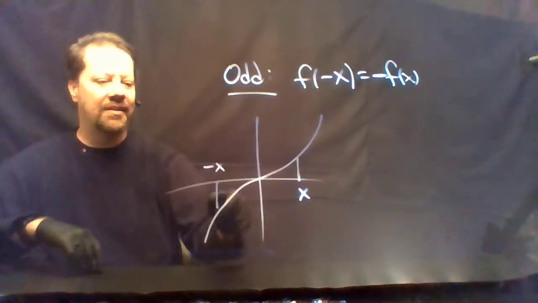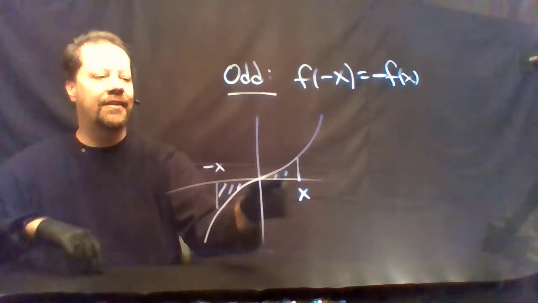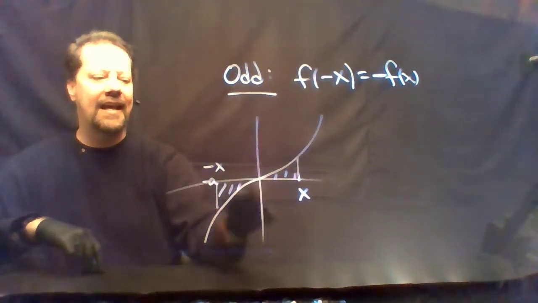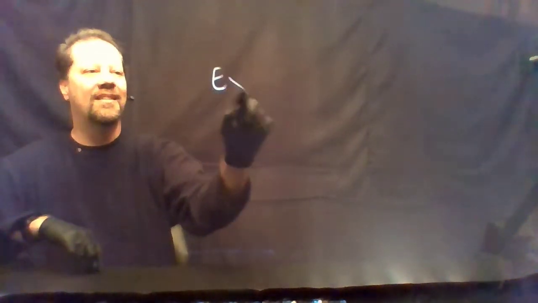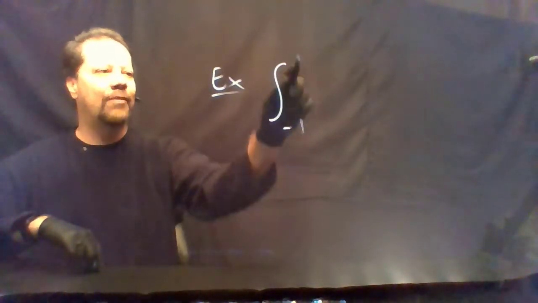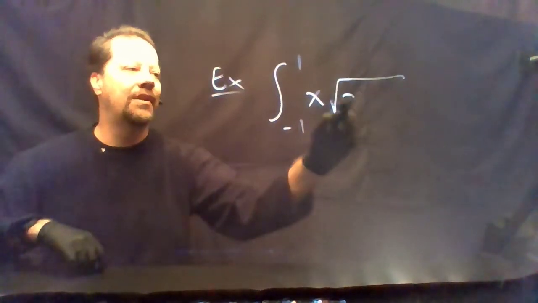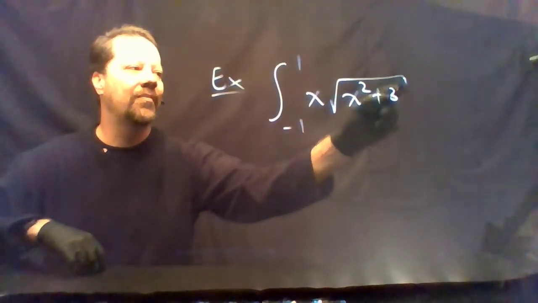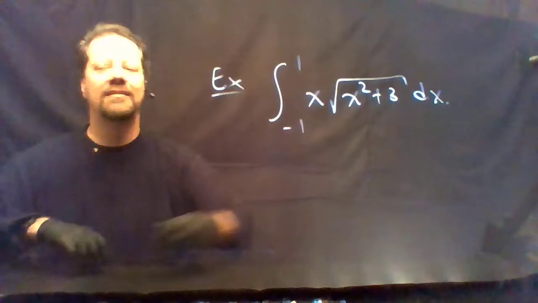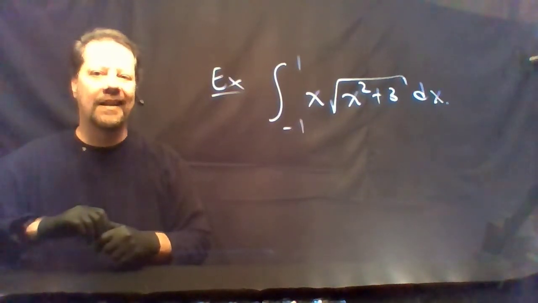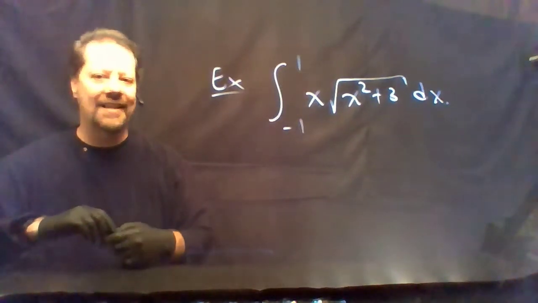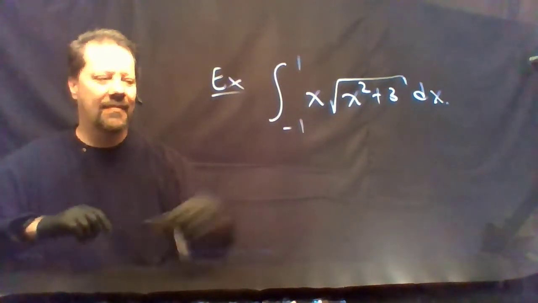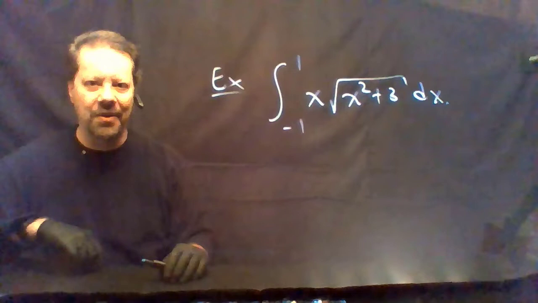That means if you integrate an odd function from minus a to a, you must get 0. For example, suppose I'm integrating from negative 1 to 1 x times the square root of x squared plus 3. I claim that the integrand is odd, and since we're integrating from negative 1 to 1, the answer is 0. Normally, I would require no further evidence for this.